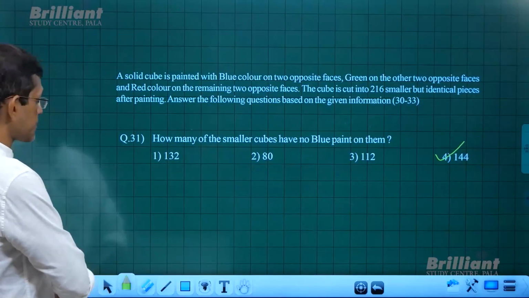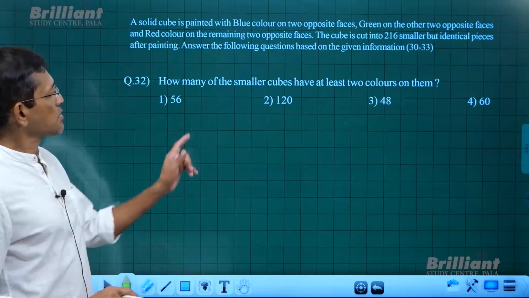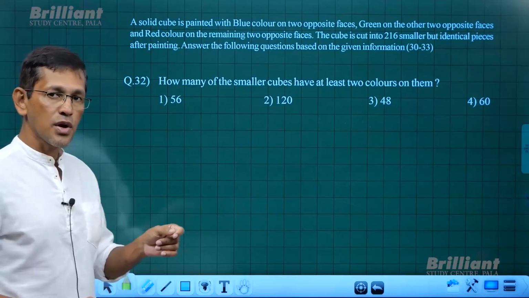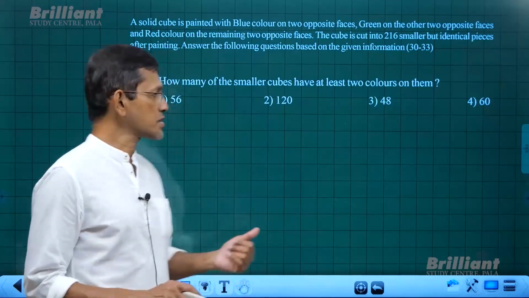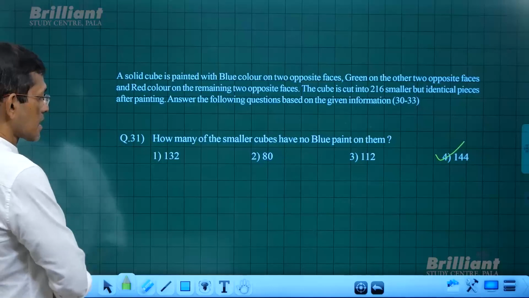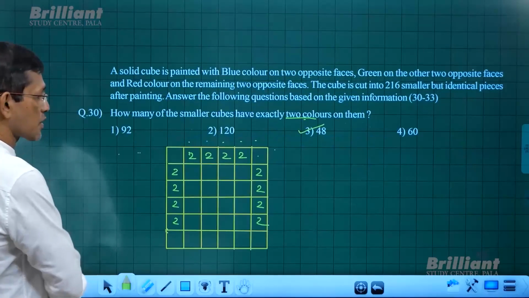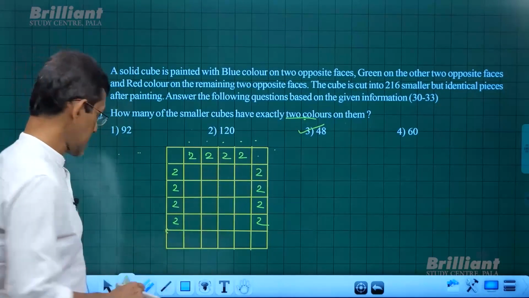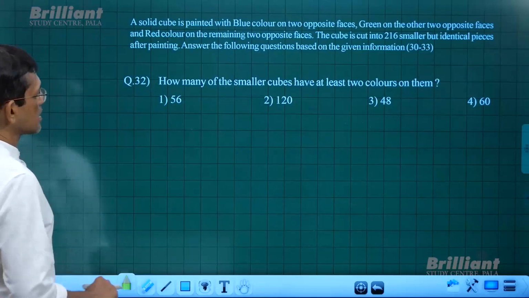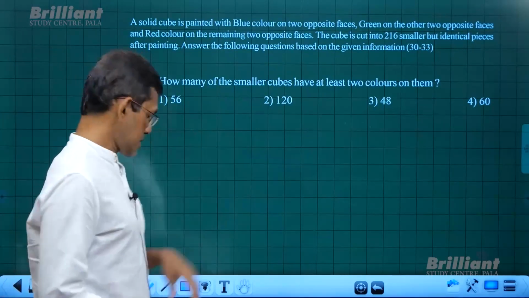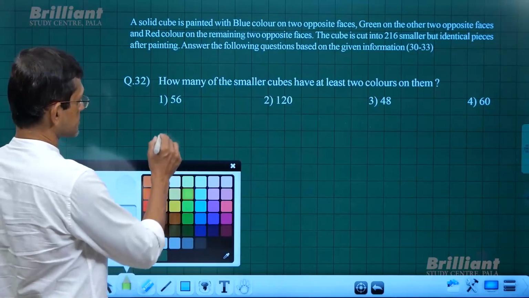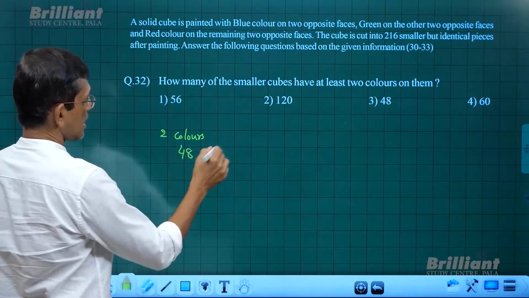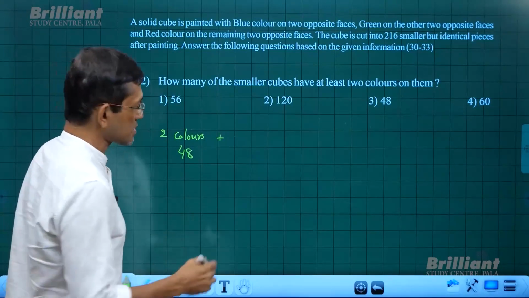Now question 32: how many of the smaller cubes have at least two colors on them? At least two means either two colors or more than two colors. So we'll take a look at that. How many of the smaller cubes have two colors on them? Two colors, we have 48. So for question number 32, at least two colors means two colors, 48, plus anything more than two colors.